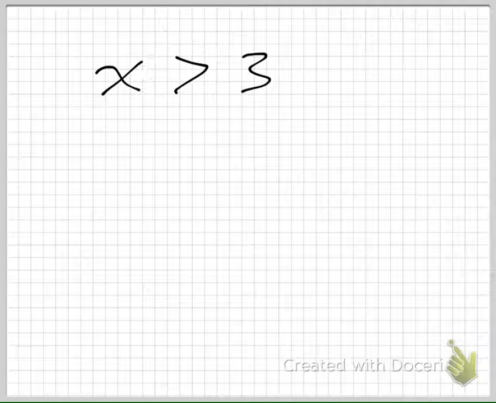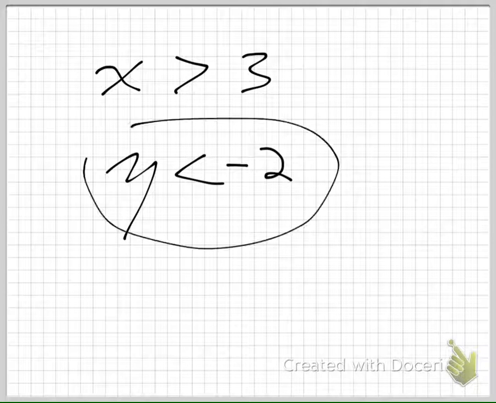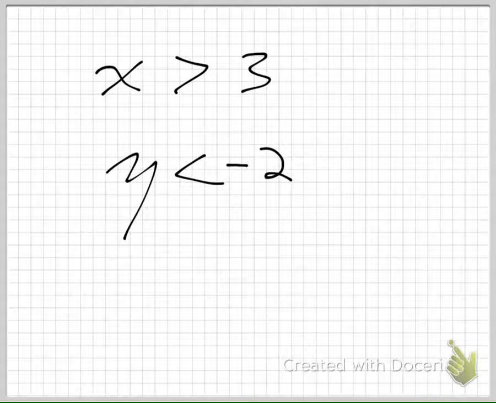Remember, this is an alligator's mouth, and the open mouth is facing the greater side. Does that make sense? So if it was this, read this to me then. You read that from the variable's point of view. y is less than negative 2. Does that make sense?